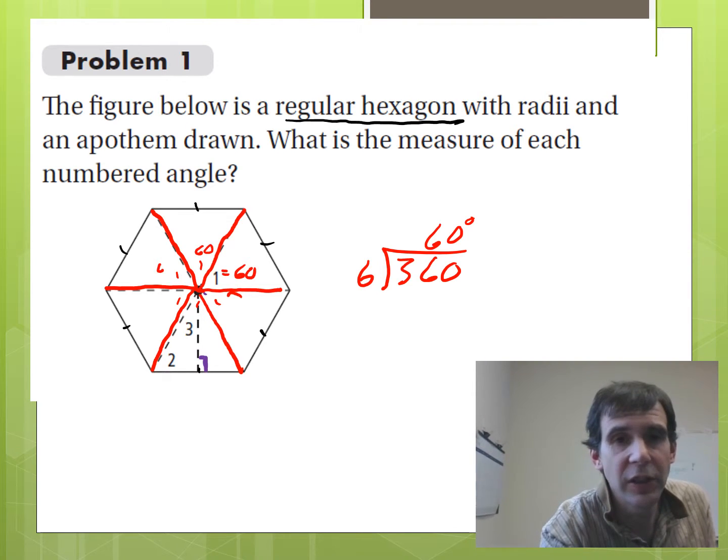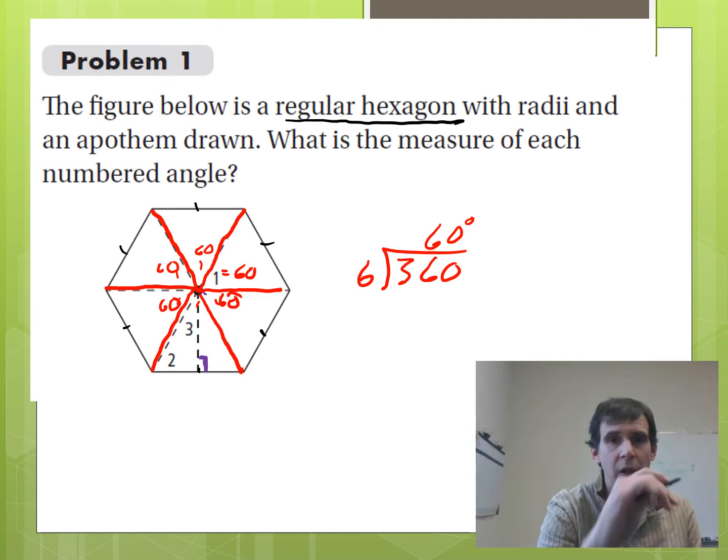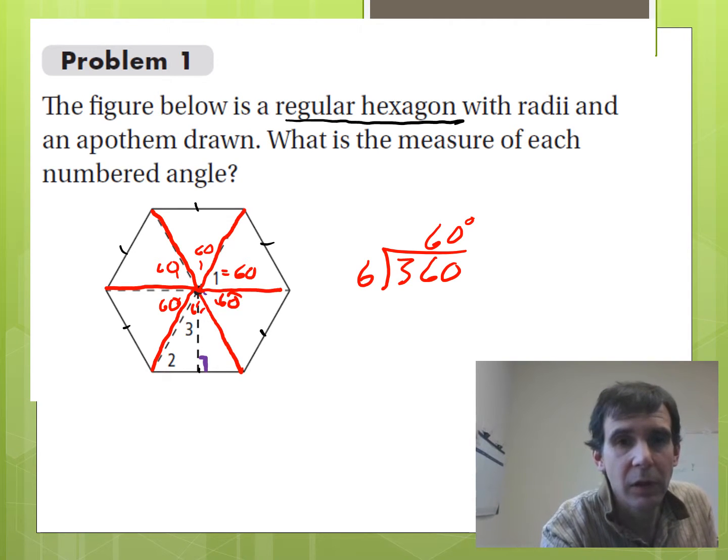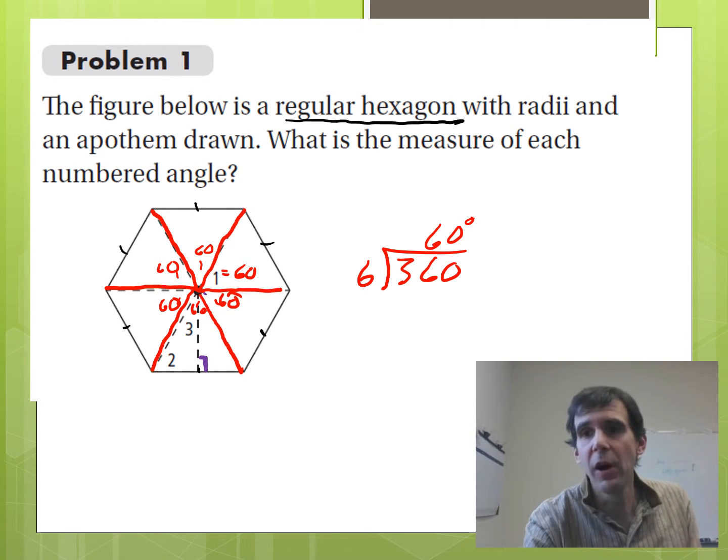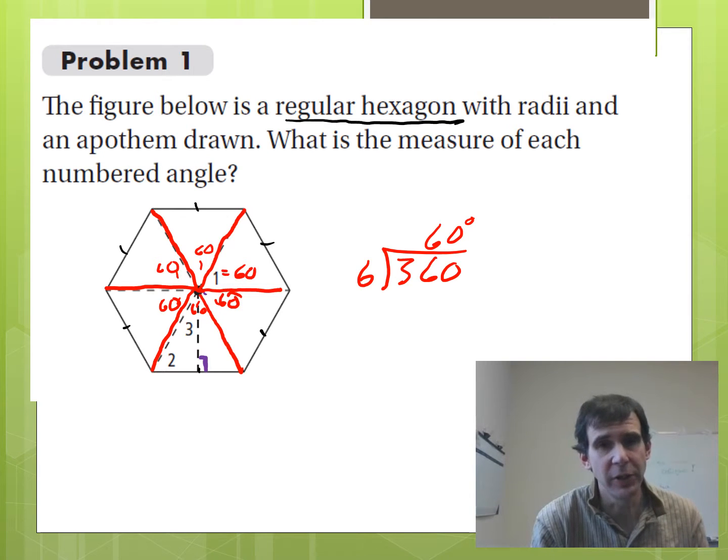Okay, so you have to look and say, how much am I dividing that 360 degrees into? Because it's always 360 degrees all the way around the circle there. How many parts am I breaking that 360 up into?